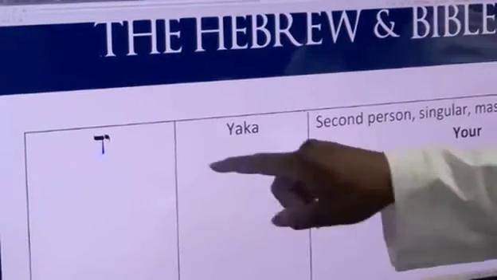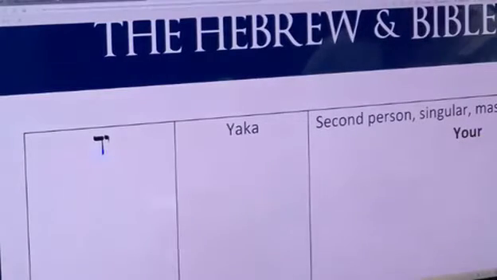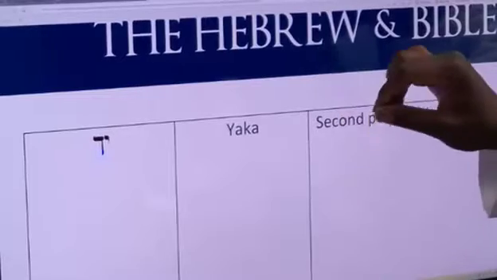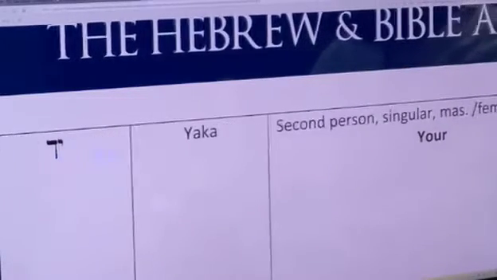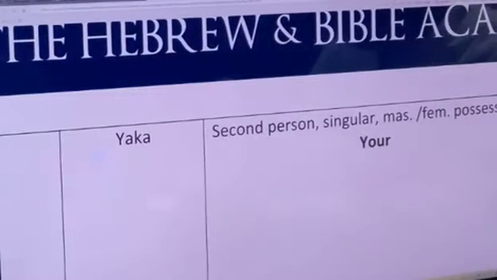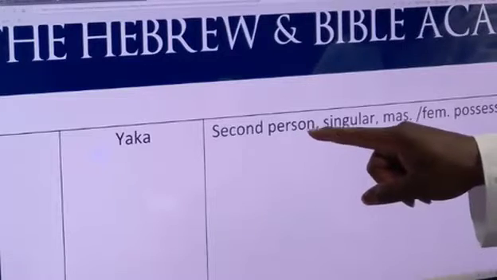Okay? So next we have the suffix yaka. And I think last week we covered an example of this with the word alahayaka. Now the suffix yaka denotes second person. That's the point of view.